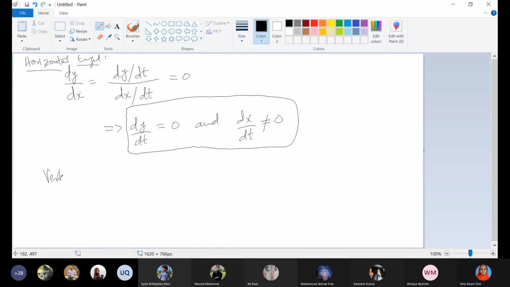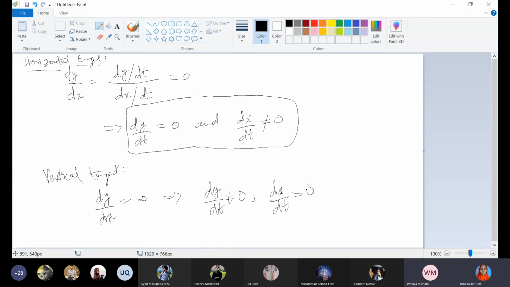Similarly, for a vertical tangent, what will be the slope? Infinity. Infinite means dy by dx is infinite, which means what is the value of dy by dt, non-zero, and what is the value of dx over dt? 0. dx over dt should be equal to 0 and dy by dt should not be equal to 0. So these are the two conditions for the vertical tangent and these are the two conditions for the horizontal tangent.